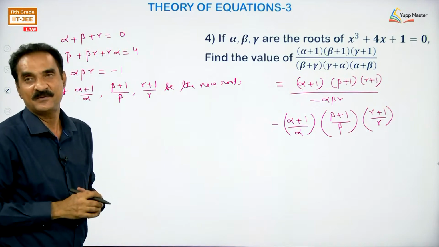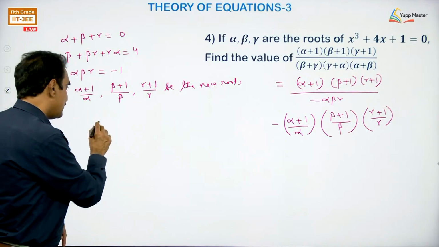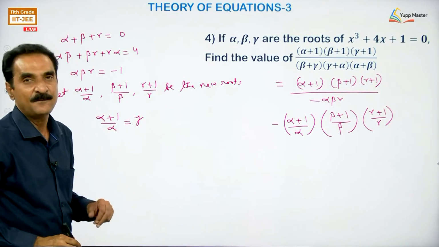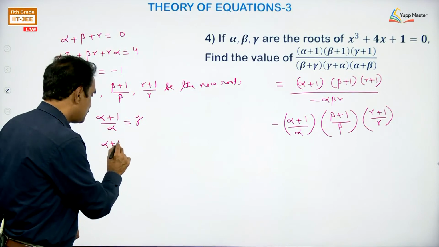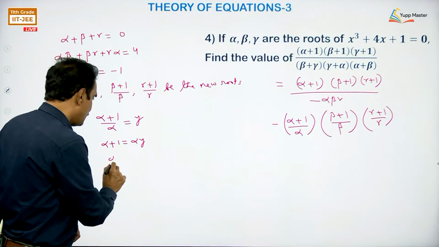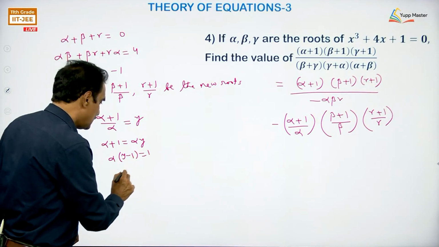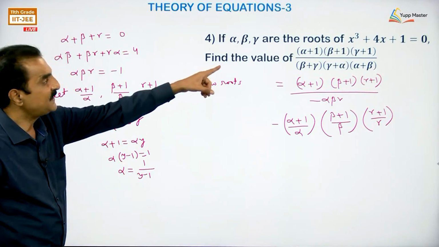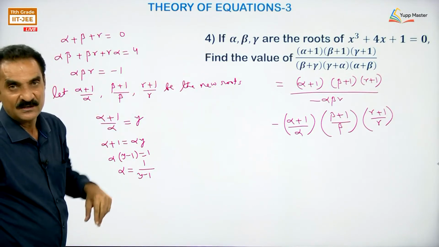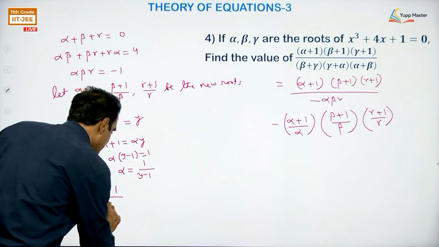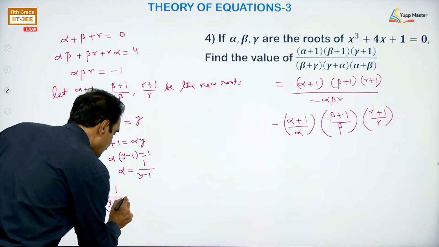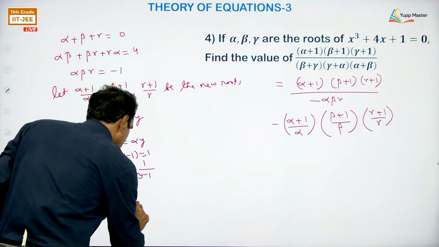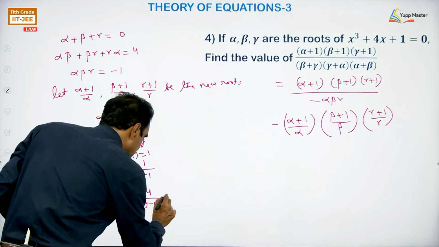Then what will be the transformed equation? We take one of the roots as y. Then calculate alpha. Alpha plus 1 is equal to alpha y. Alpha into (y minus 1) is 1. Alpha is 1 by (y minus 1). Alpha will satisfy the given equation. Substituting, we get 1 by (y minus 1) whole cube, plus 4 into 1 by (y minus 1), plus 1 is equal to 0.